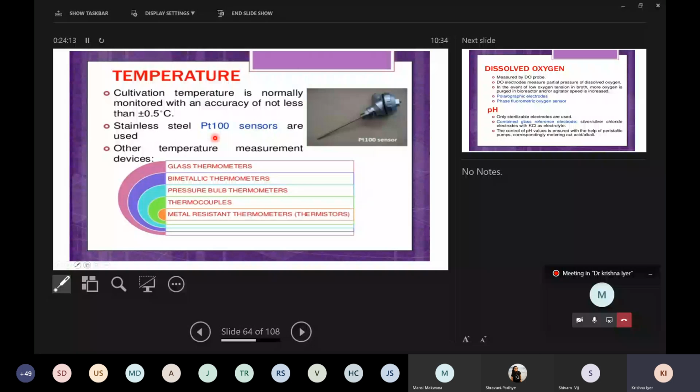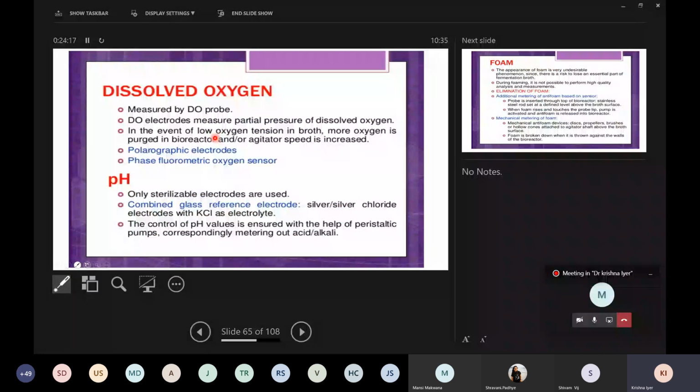Here again, you use sterilizable electrodes, and the electrodes are also kept dipping into the main fermenter and the liquid, so that you can measure the pH of the liquid. Just like your temperature sensors are attached to a control panel, even the pH sensors are attached to a control panel. Okay, and there also you set the pH range which you want to maintain.